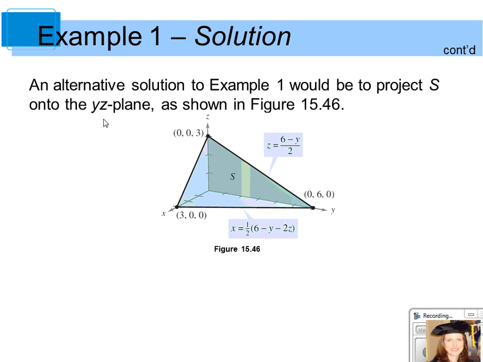Now an alternative solution to this would be to project the surface onto the yz plane. So you want to look at determining bounds for y and z rather than x and y. And also, if your region is projected onto the yz plane, your double integral should only have y's and z's. It shouldn't have any x's. So we want to solve that original equation for x, and then you're going to take the partial derivative of x with respect to y and z and plug it into the second part of that surface integral formula.